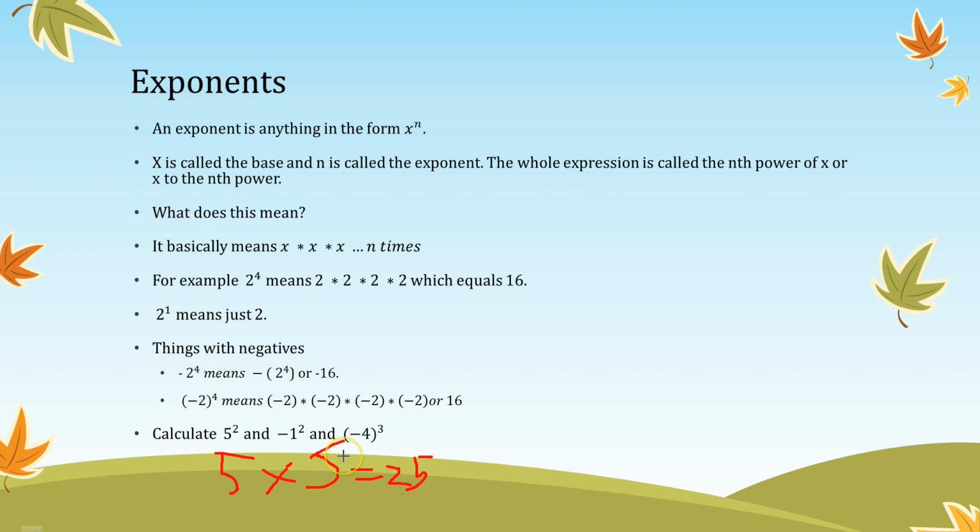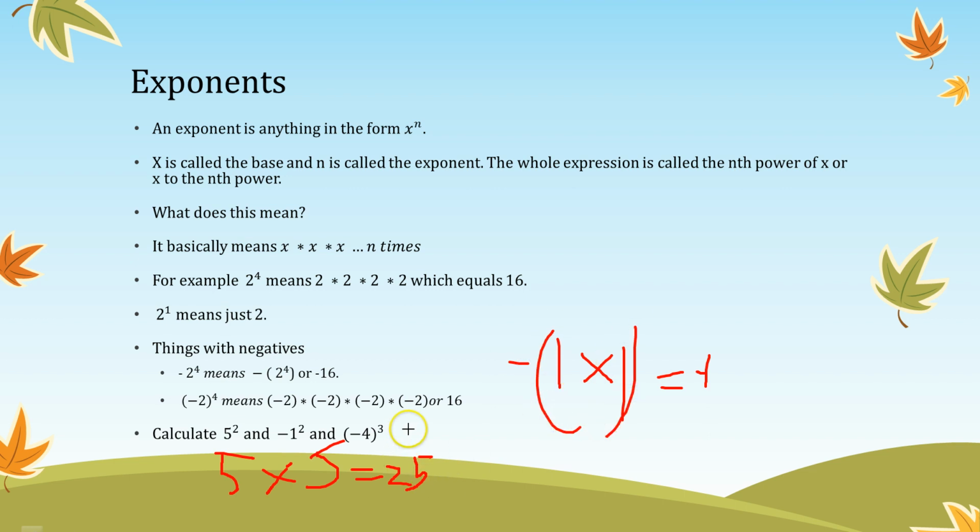And this one is negative 1 squared, or negative 1 to the second power. Notice how the negative sign is not in the parentheses, which means that we calculate 1 times 1 first, because there are two 1's, that equals 1. Then we put the negative in front of this, so the answer is just negative 1.